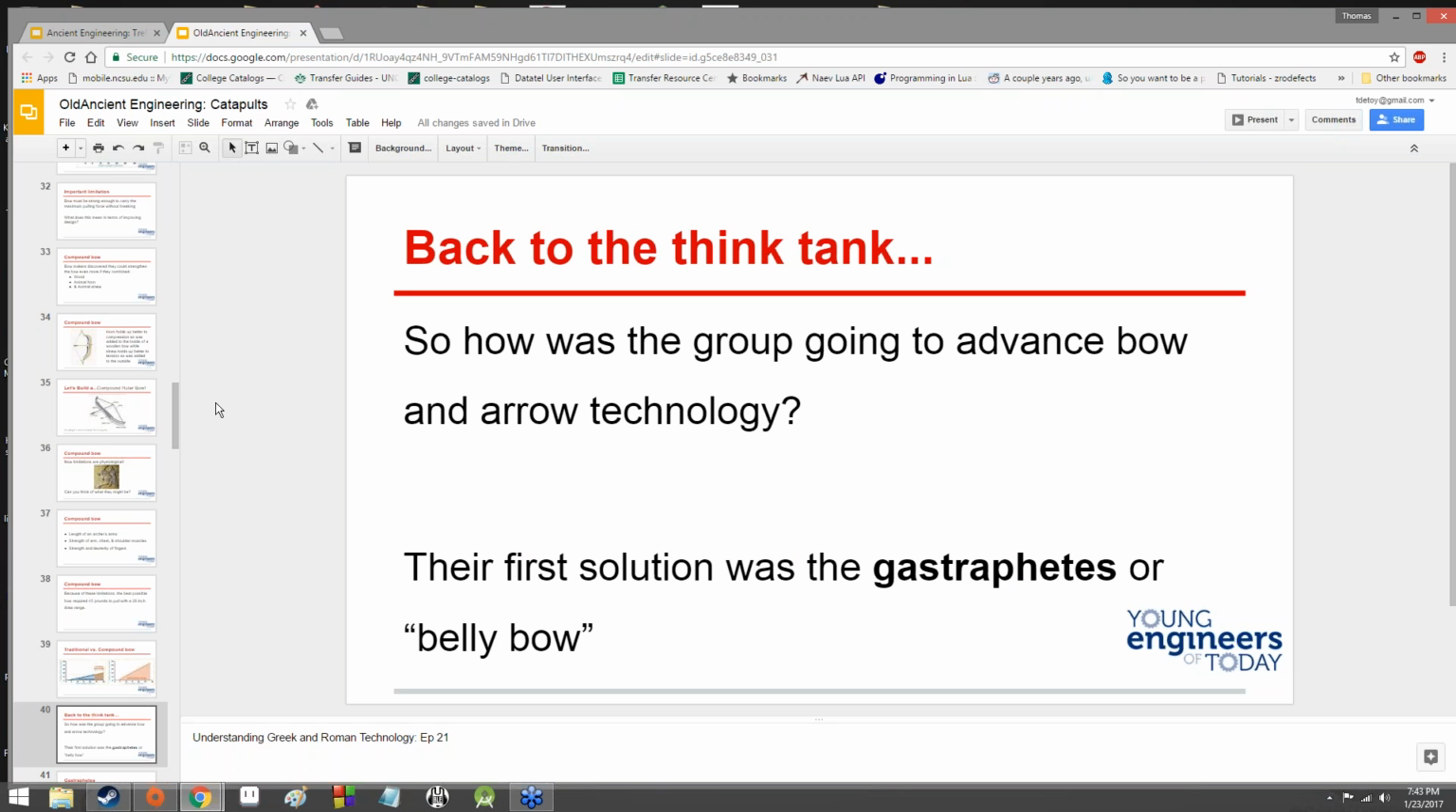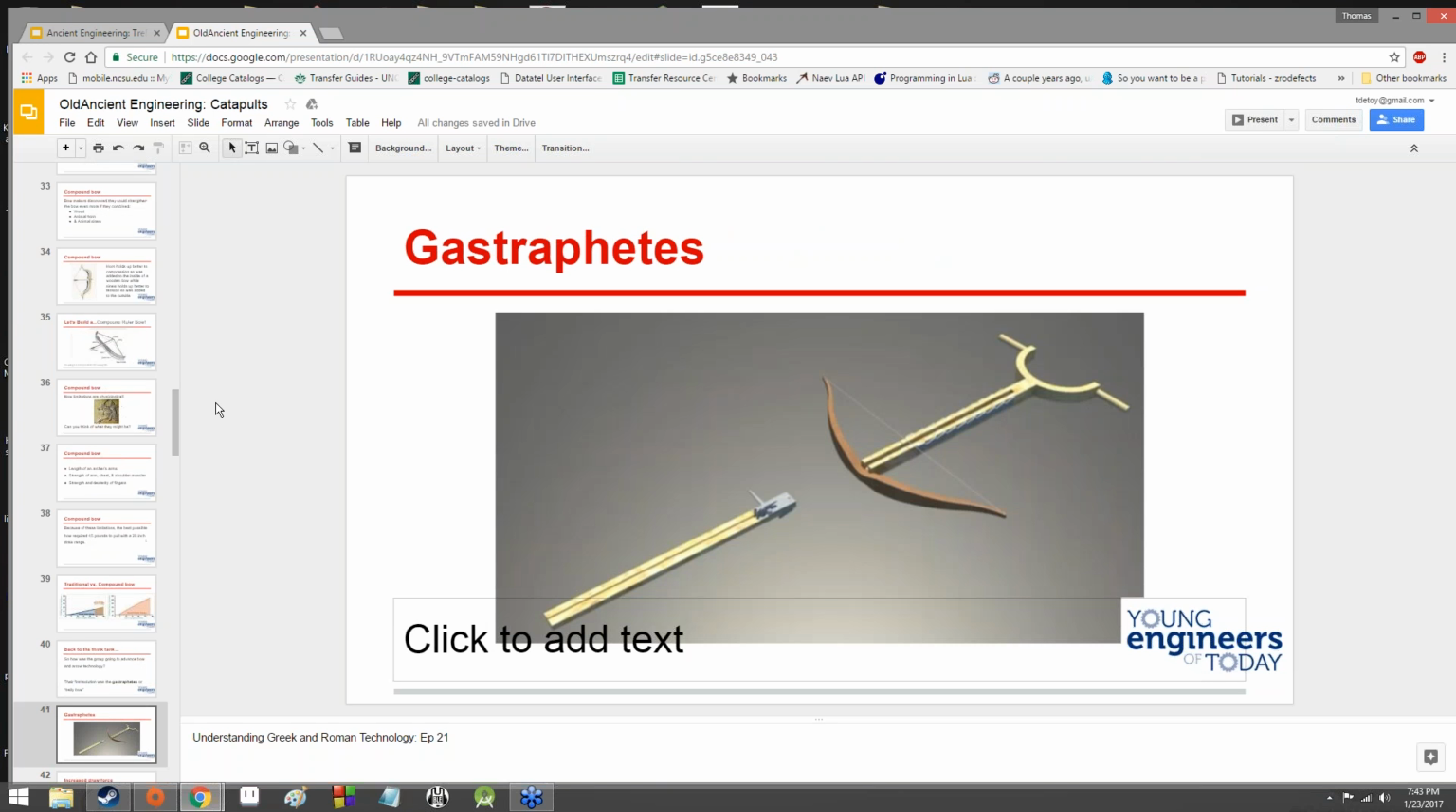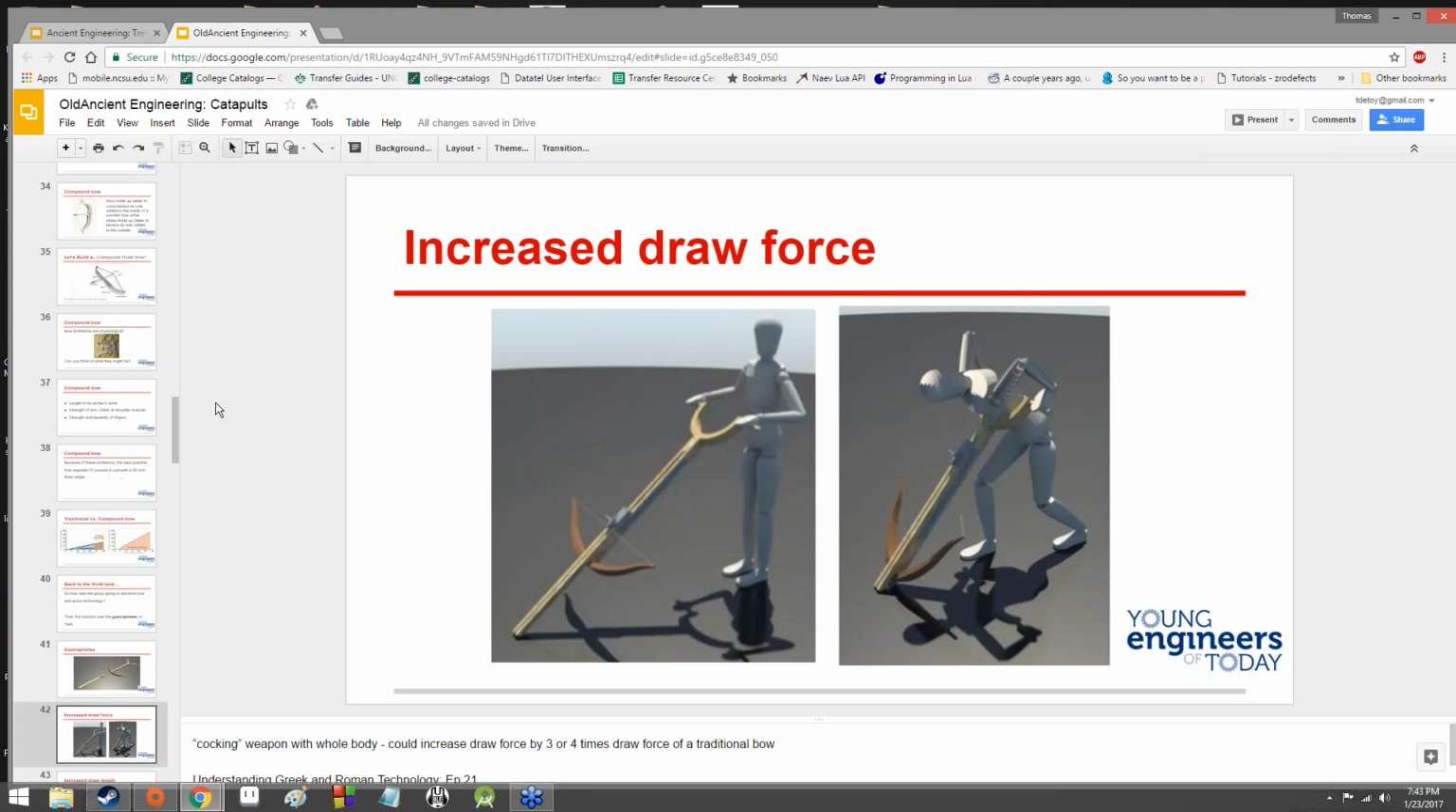So how is this think tank, in essence, going to advance bow and arrow technology? Well, their first solution was the Gastraphetes, or the belly bow. Doesn't really look that much different, right? But there's not a whole lot of perspective here. This might help. It was big.